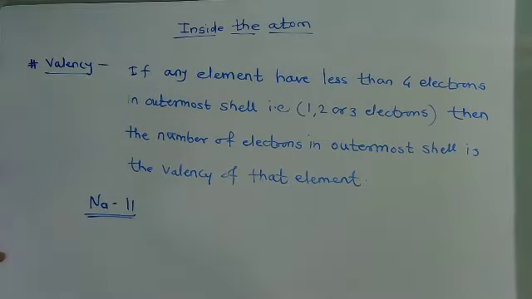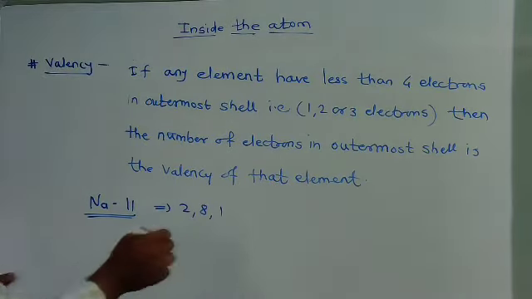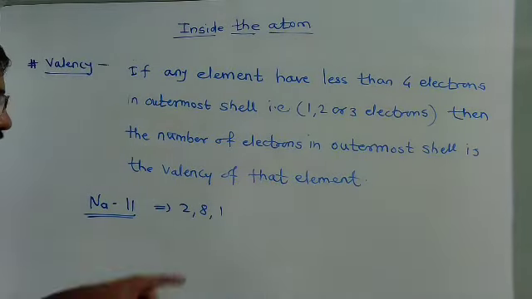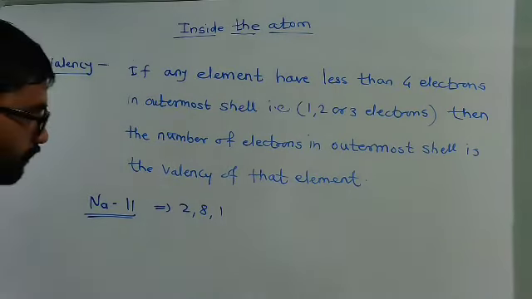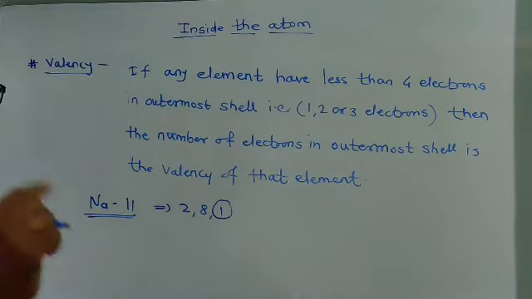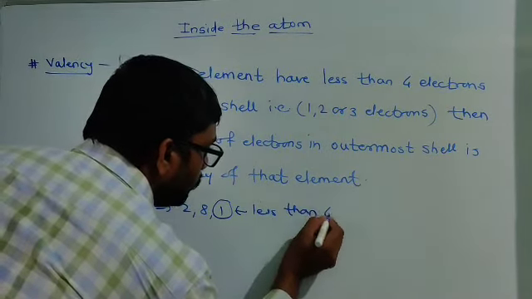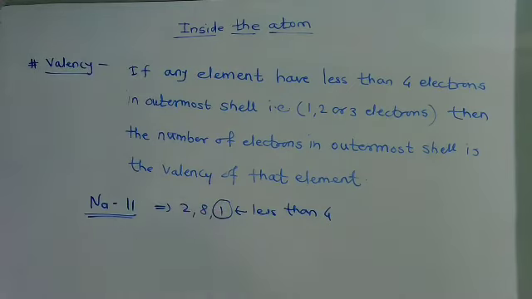11 electrons are there, so the electronic configuration is 2, 8, 1. 2 are present in the K shell, 8 electrons in the L shell, and 1 electron in the M shell. So look, in the outermost shell, how many electrons are there? Only 1. Means less than 4 electrons are present in the outermost shell. So whether it is 1, then 1 is the valency, whether it is 2, then 2 is the valency, whether it is 3, then 3 is the valency.